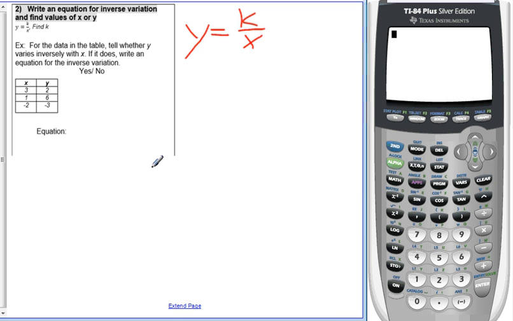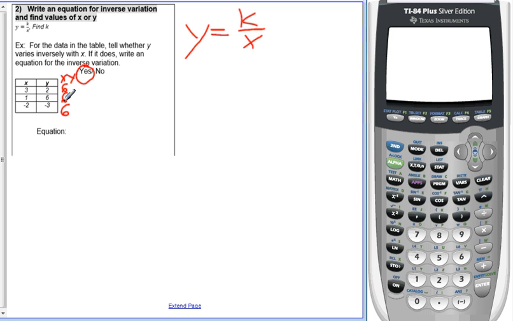Okay, so if I want to tell if y varies inversely with x, I have a table, so I'm going to make a third column of x times y and multiply and see if they're all the same. So 3 times 2 is 6, 1 times 6 is 6, negative 2 times negative 3 is 6. So my answer is yes, it is inverse variation because all of my x times y's are the same.